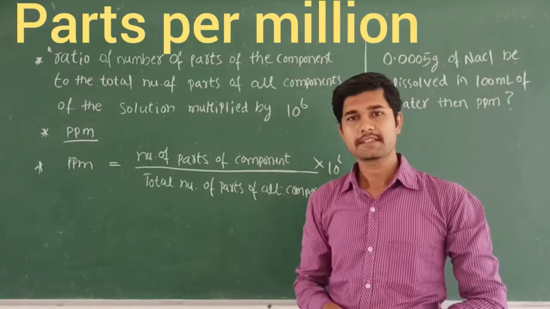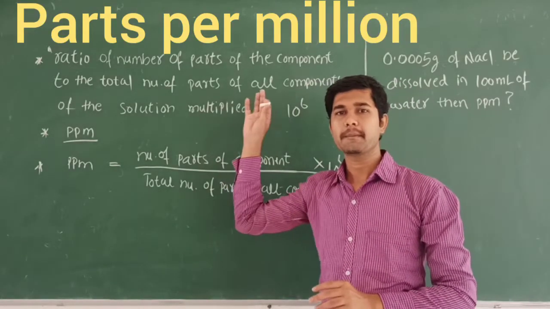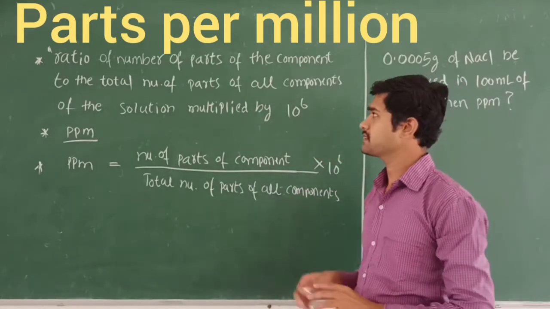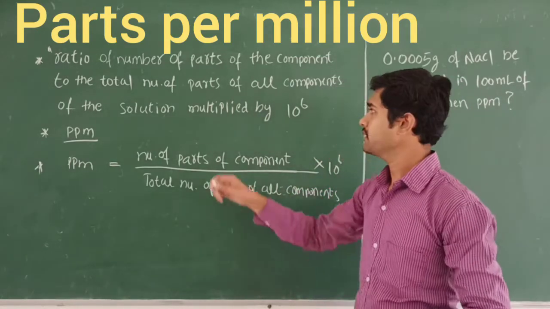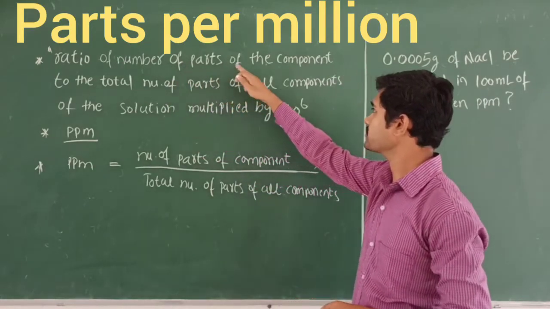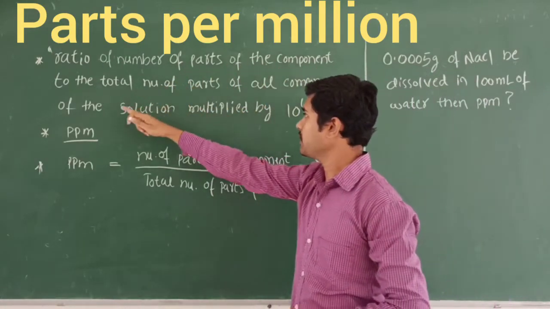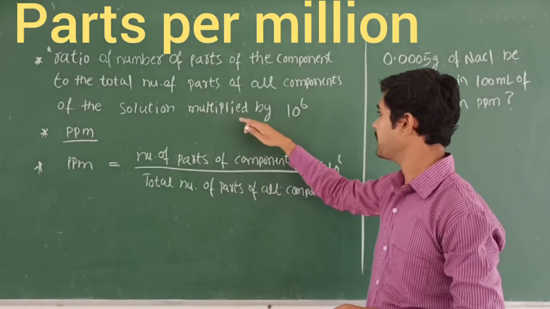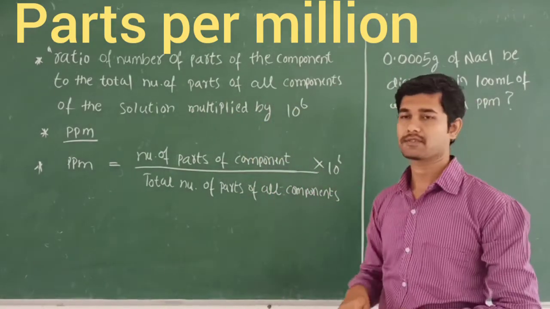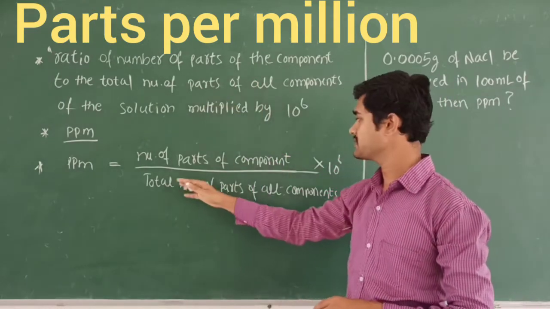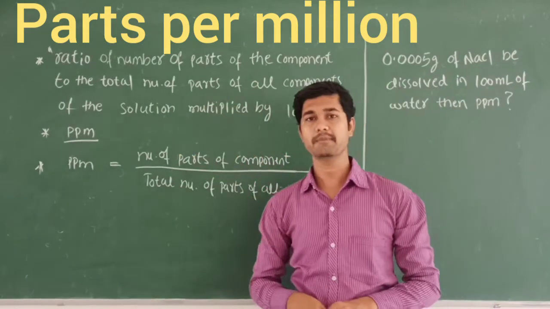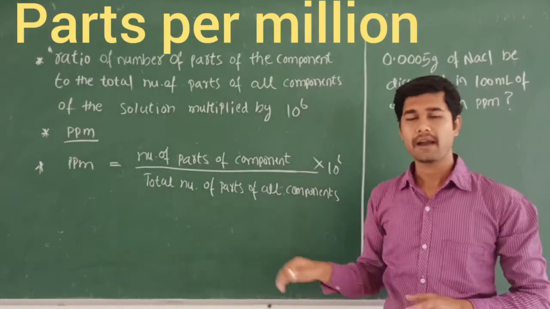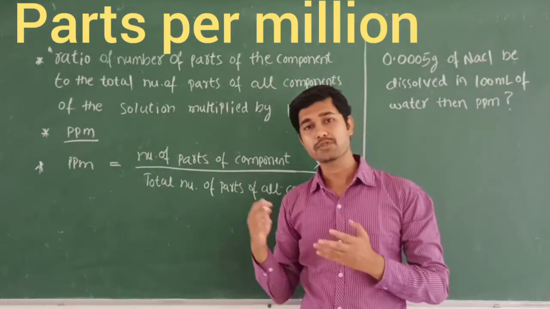Let us discuss the topic called parts per million. Parts per million, right? So let's see the definition of this one. Parts per million is the ratio of the number of parts of the component to the total number of parts of all components of the solution, multiplied by 10 raised to 6. That is the definition, and this is the formula. Parts per million can be denoted as ppm.